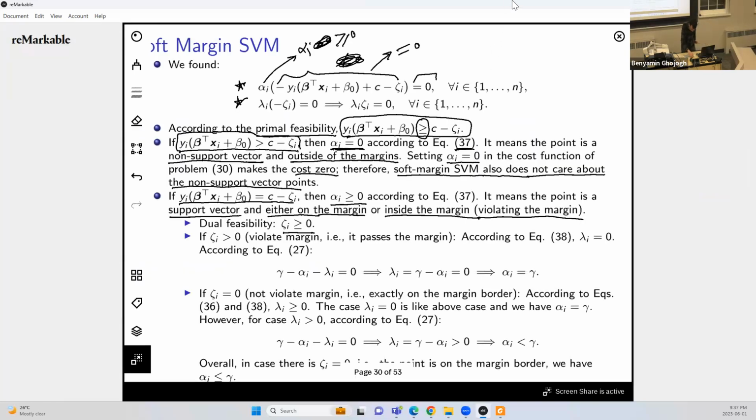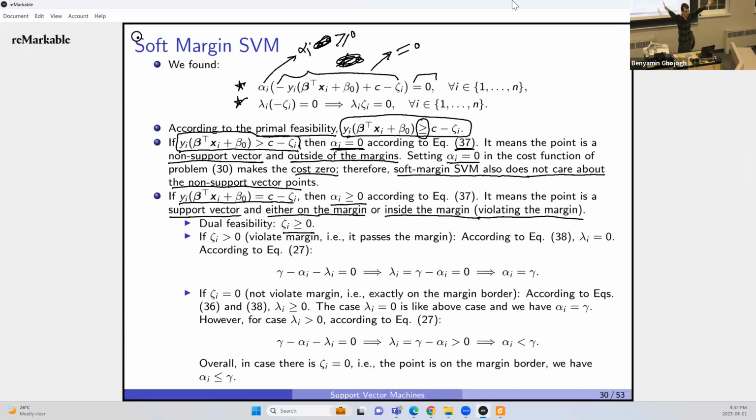Okay, now let's talk about this. So we already talked about non-support vectors, which are outside the margin. Now let's talk about the support vectors, which are either on the margin or inside the margin. There are several cases. If zeta i is greater than zero, it means that we are violating the margin. We are inside the margin. That is, it passes the margin.